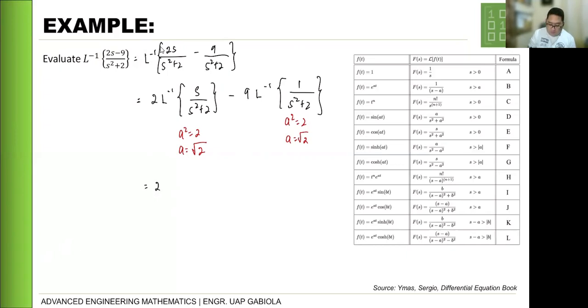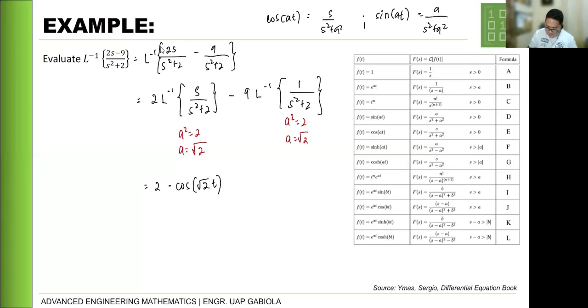So yung L negative 1 of s over s squared plus 2, that is equivalent na, kunin lang natin, cosine of at is equals to s over s squared plus a squared. Then we have sine of at, we have a over s squared plus a squared. Okay, so for the first term, we can actually change this into cosine of square root of 2t.